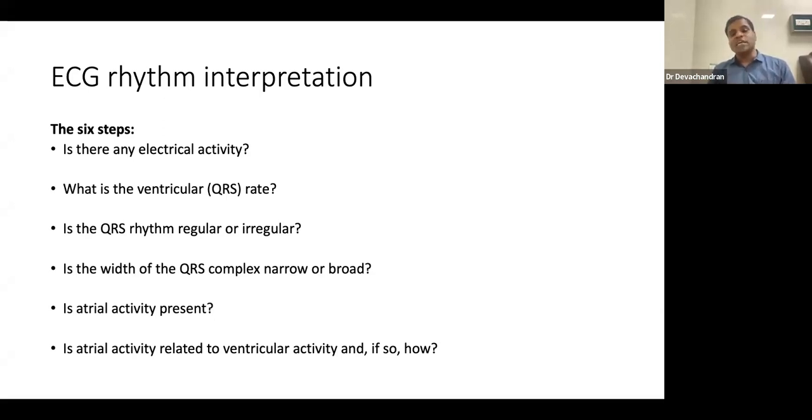What is the rate? Is the QRS rhythm regular or irregular? Is it narrow or broad? Are there P waves? If there are P waves, how are they linked to QRS? That's all. 6 steps we're going to go through.